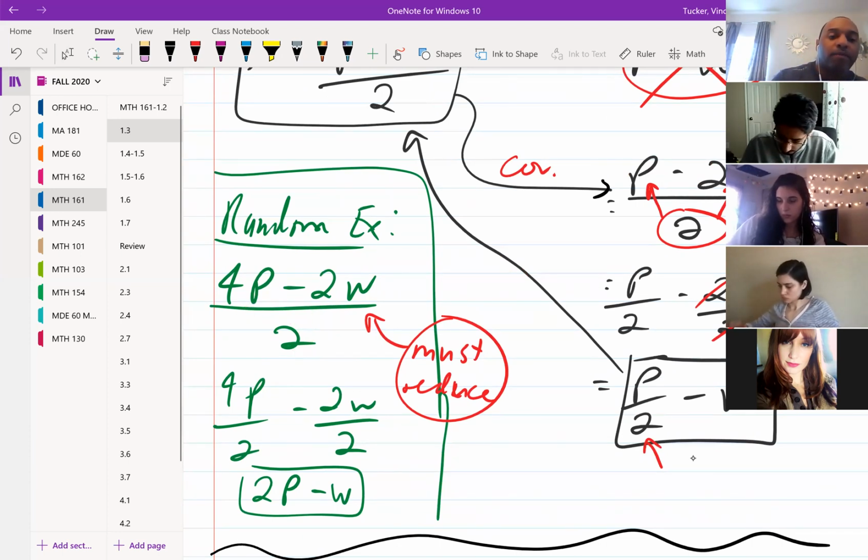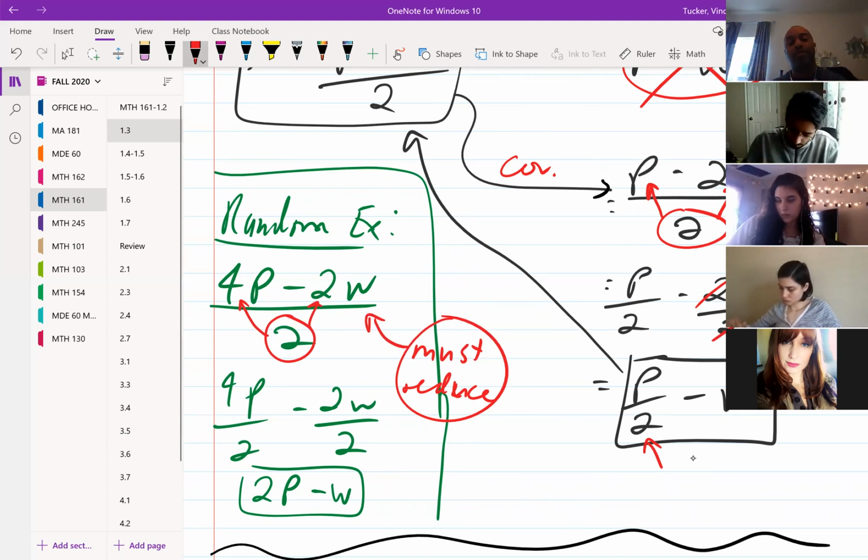But if we had 4P minus 2W over 2, this 2 now can divide into the 4 and into the 2. So whenever you have that type of scenario where your denominator can fully divide into each term in your numerator, that's when you must reduce. They are expecting you to do that. So we would divide the 2 into each term, 4p over 2 minus 2w over 2, and that reduces to 2p minus w. Those are the scenarios that you are expected to actually reduce. But once again, if your denominator cannot go into each term in the numerator, you don't have to go any further.